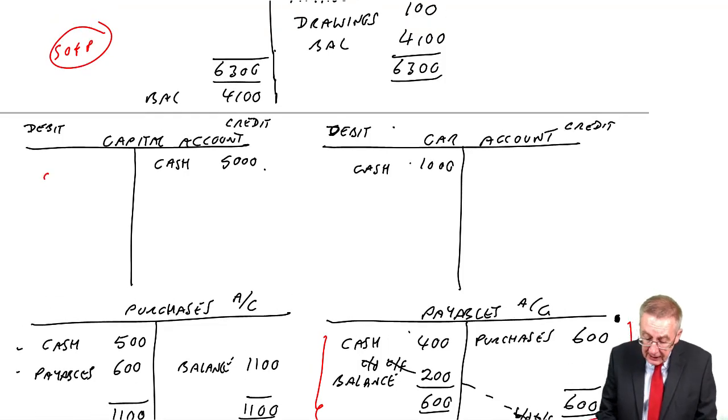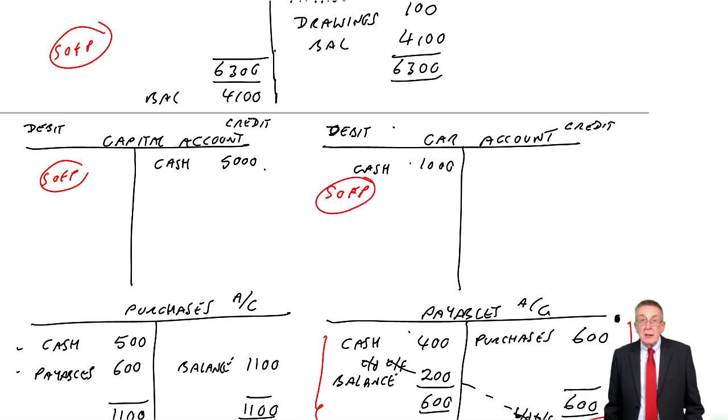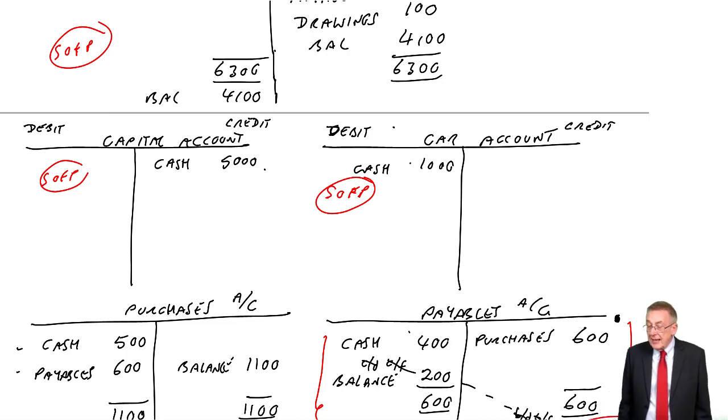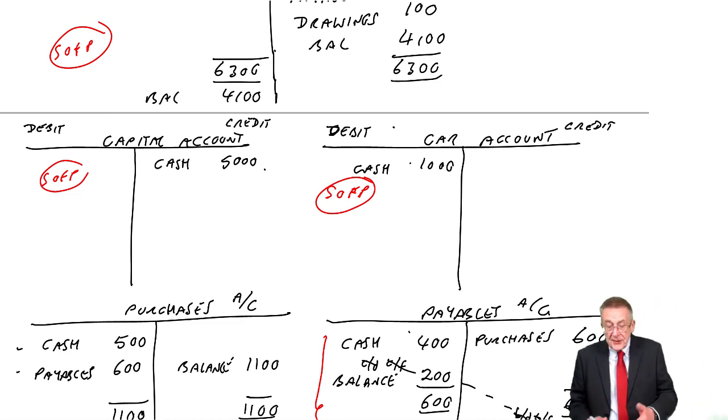Similarly, capital and car. We owe the owner 5,000. We still owe the owner 5,000. Leave it there. We've got a car, 1,000. We've still got a car next year. Leave it there. They'll appear on the statement of financial position. Assets, capital.